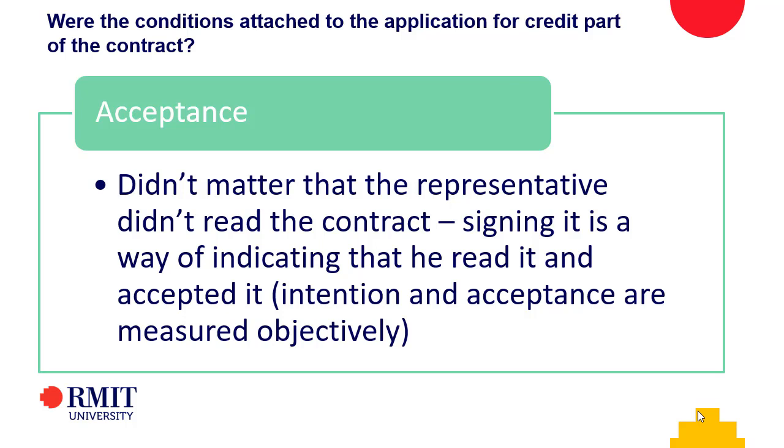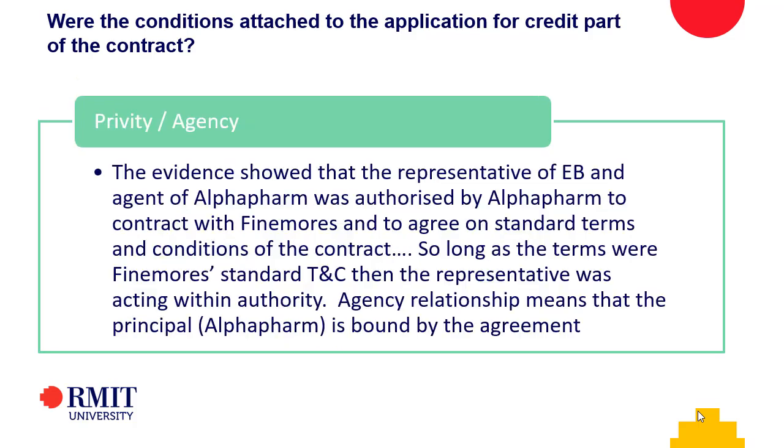Firstly, was there an acceptance of this clause? Ultimately, the rule in Lestrange and Graucob applied. It didn't matter that the representative didn't read the contract. Signing it is a way of indicating that he read it and accepted it. Intention and acceptance are measured objectively. So again, this is a much better case, a unanimous High Court decision, no issue, not the same sort of issues that you get with Chong and Fitness First, or Fitness First and Chong.